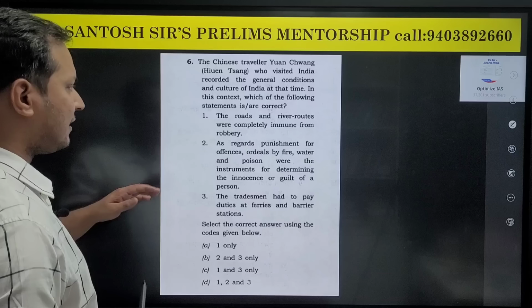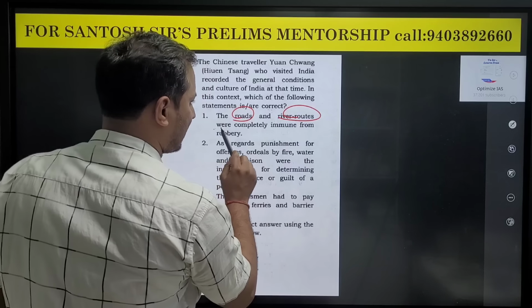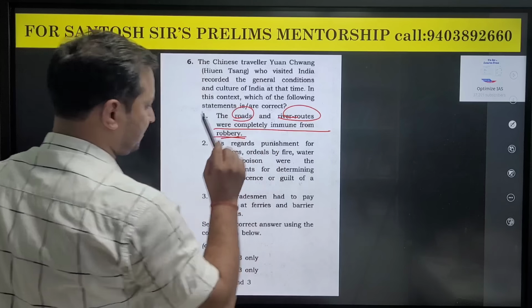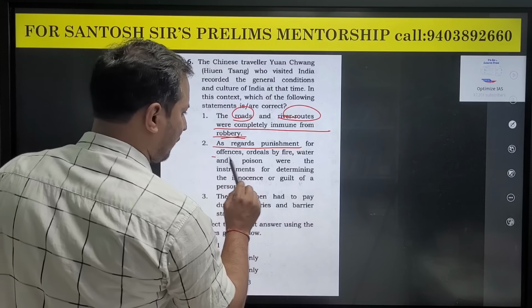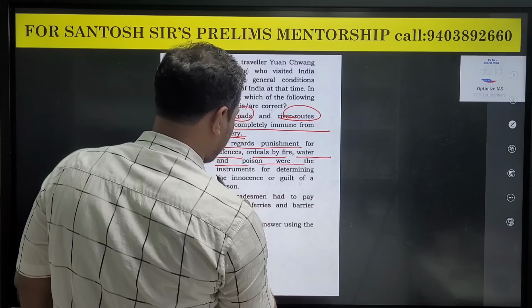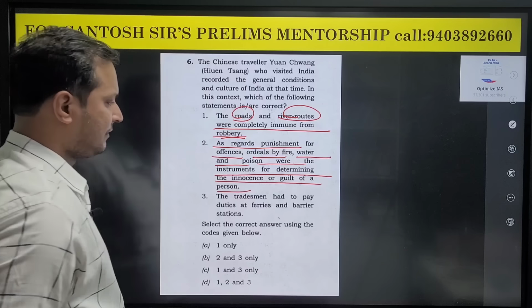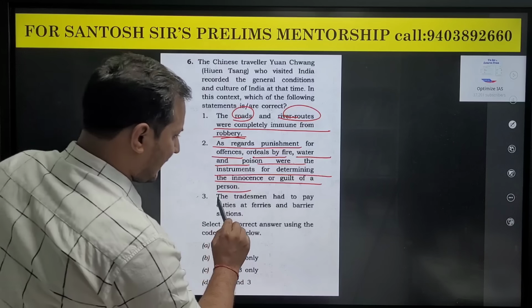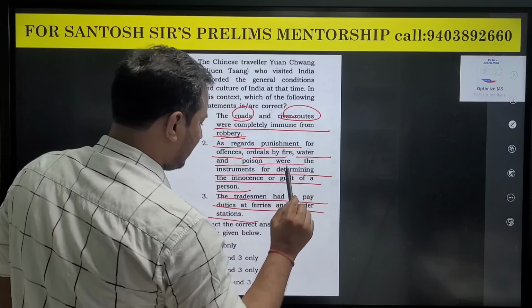Let us read the first statement. The roads and the river routes were completely immune from robbery. Statement 2: As regards punishment for offences, ordeals by fire, water and poison were instruments for determining the innocence or guilt of a person. Statement 3: The tradesmen had to pay duties at ferries and barrier stations.